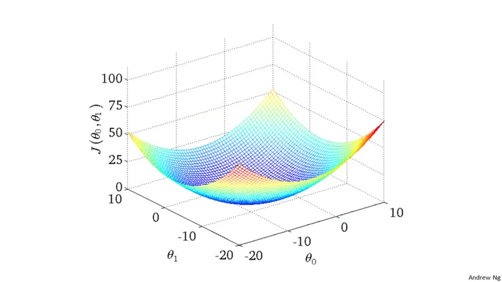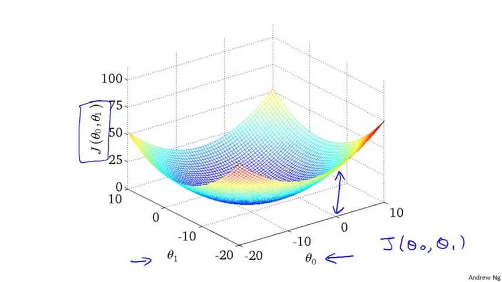So this is a 3D surface plot where the axes are labeled theta 0 and theta 1. As you vary theta 0 and theta 1, the two parameters, you get different values of the cost function j of theta 0, theta 1. And the height of this surface above a particular point of theta 0, theta 1, that's the vertical axis, the height of the surface at the point indicates the value of j of theta 0, theta 1. And you can see it sort of has this bow-like shape.